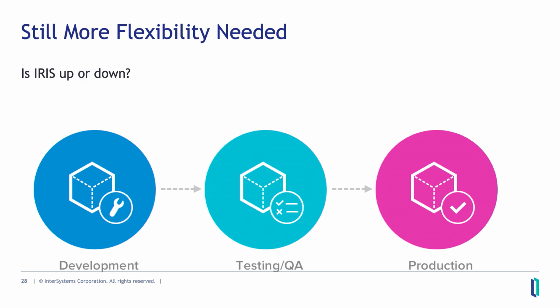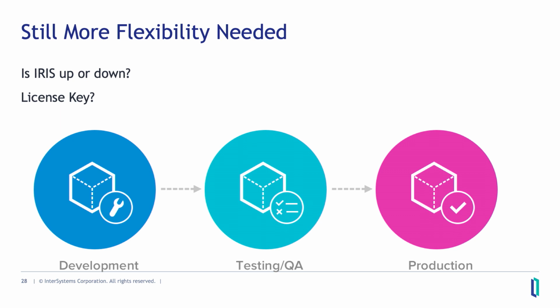We need to be able to do things like, is IRIS up or down when I start the container? If I'm in development and doing debugging, I might not want IRIS to be up when I start the container. Or I might want it to always be up. I don't know, right? So we need more flexibility in how IRIS behaves when we start the container. Okay, what about a license key? I don't care if you run the same license key in production and development, but somebody at InterSystems does, right?